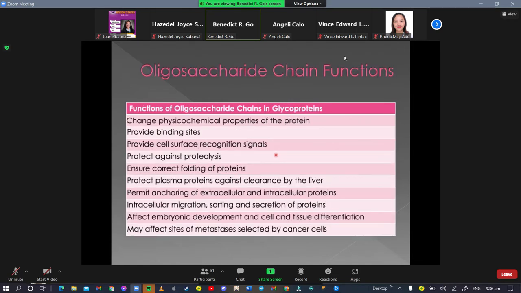And the glycoprotein has an oligosaccharide chain. And this oligosaccharide chain found in the glycoprotein also serves a specific function. And these are the various functions. I think these are more important for you to know than each of the functions of the specific glycoproteins. This is in tabular form, located also in Harper's.